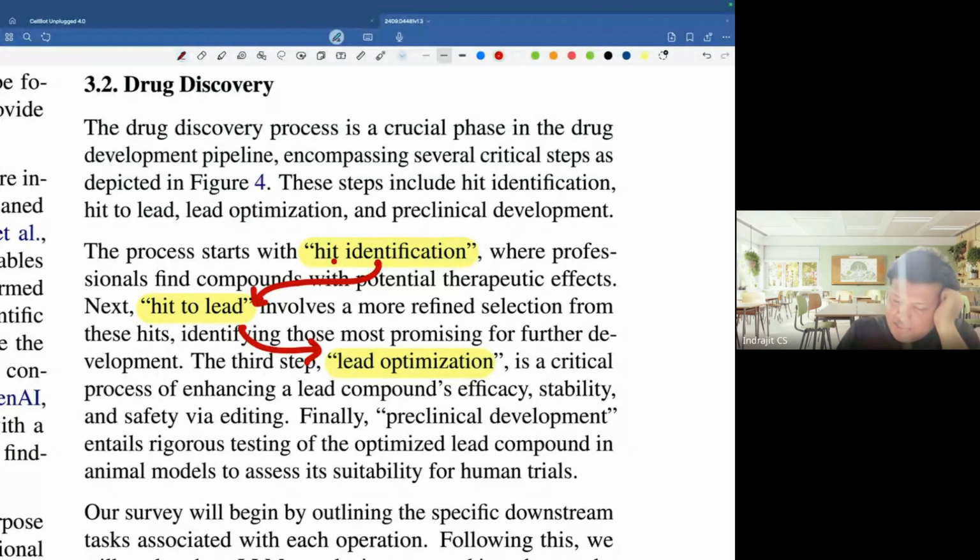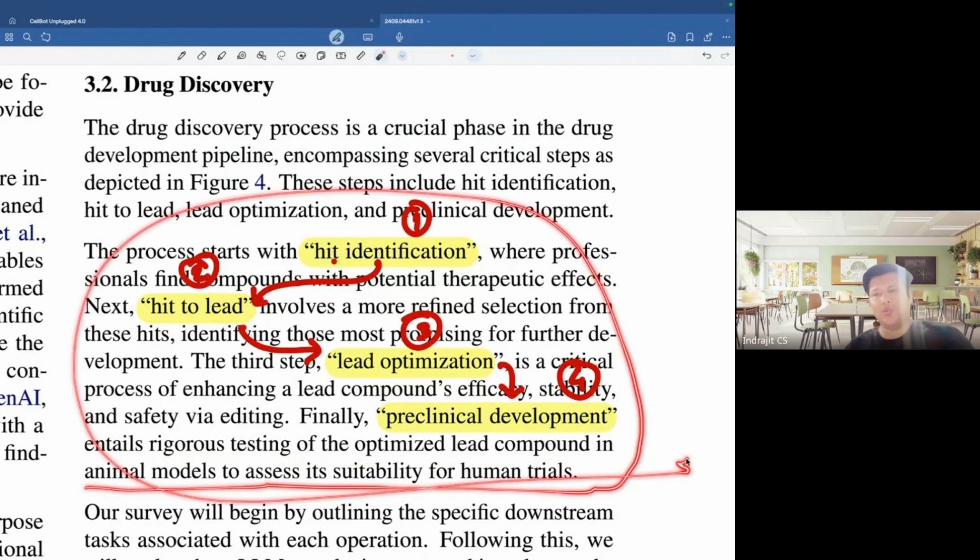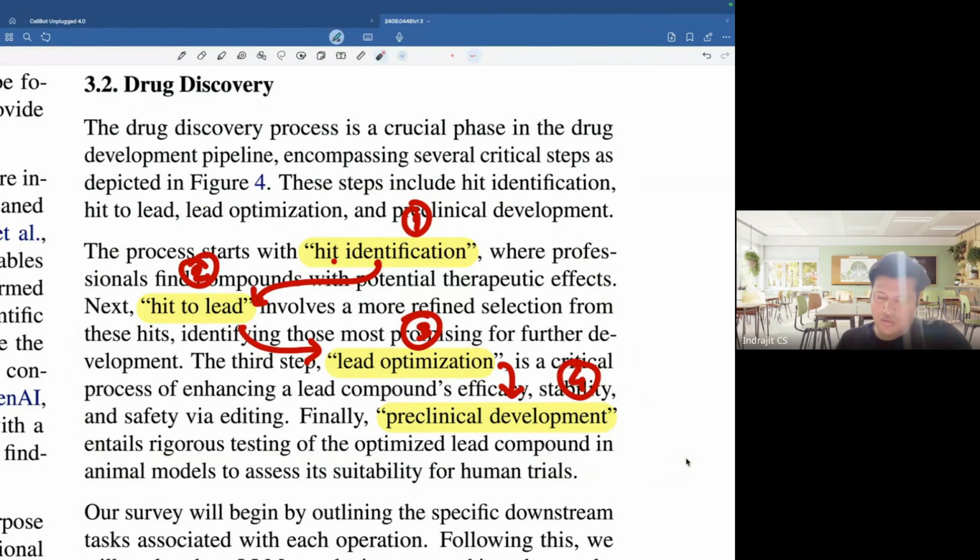Okay, so hit identification, hit to lead, lead optimization. This is the critical process of enhancing a lead compound's efficacy, stability, and safety via editing. So finally, we have preclinical development. This is my fourth stage, because I ultimately have to get the final result, right? This is the essential, rigorous testing of optimized lead compounds in animal models to assess the suitability for human trials. So it has to get ready for the human trials, using the animal models.